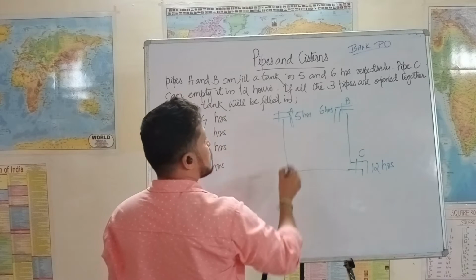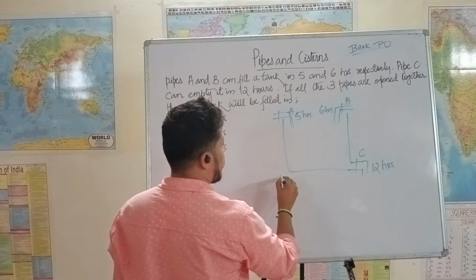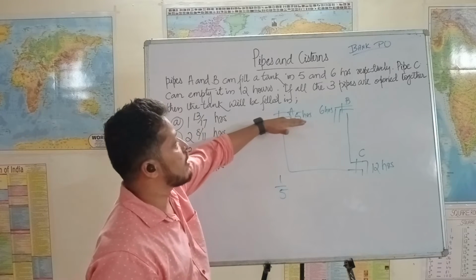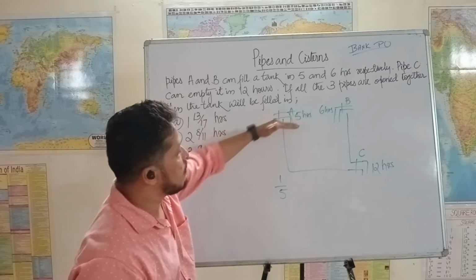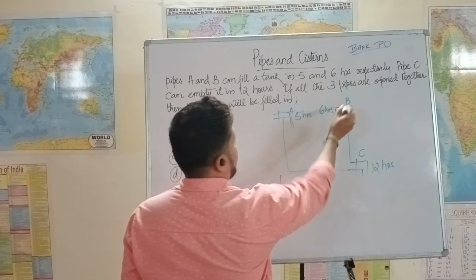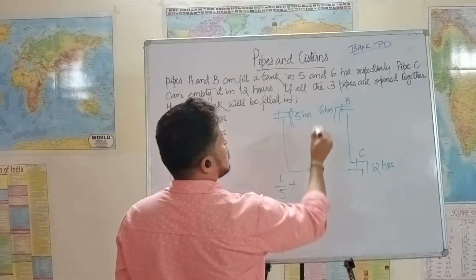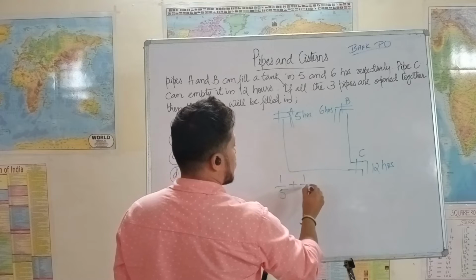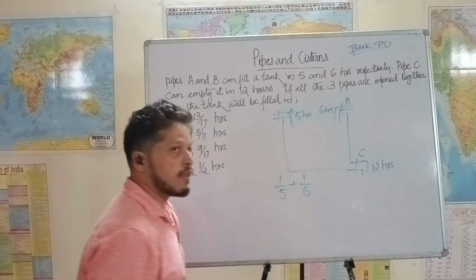So how much work is A doing? A is doing 1 by 5 of the work every hour. Correct? Because it can fill the entire tank in 5 hours. So every hour it is adding the work of 1 by 5. And pipe B is also contributing. It can fill the entire tank in 6 hours. That means every hour it is doing the work of 1 by 6.